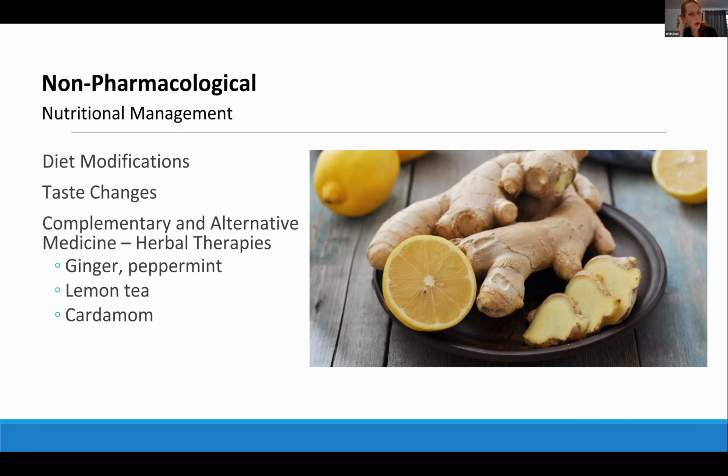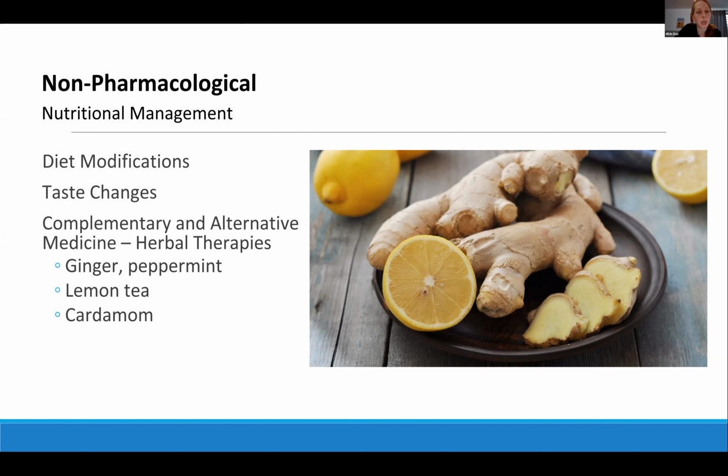In palliative care, we also try to think of a holistic approach. So we do want to mention the non-pharmacological and nutritional management for nausea and vomiting. So for patients, we can recommend diet modifications if there's certain foods that make the patient feel quite nauseous, then we try to avoid those. We do know that many of our patients, their taste begins to change over time. So this can not be very pleasant for our patients.